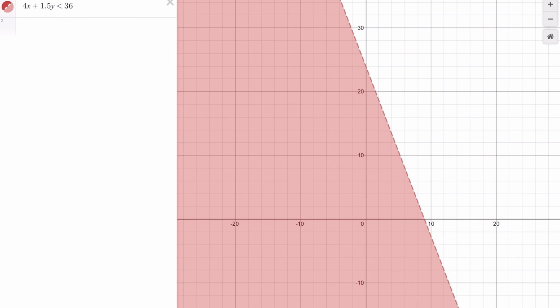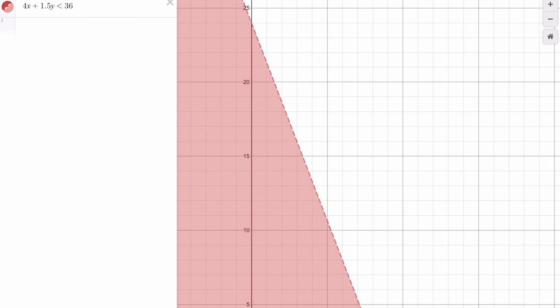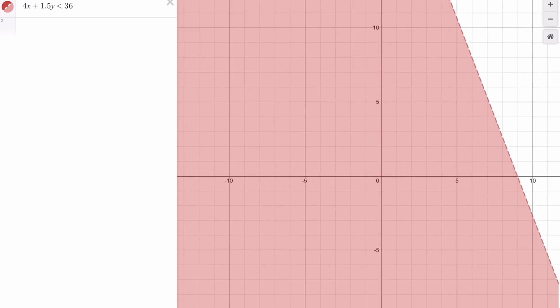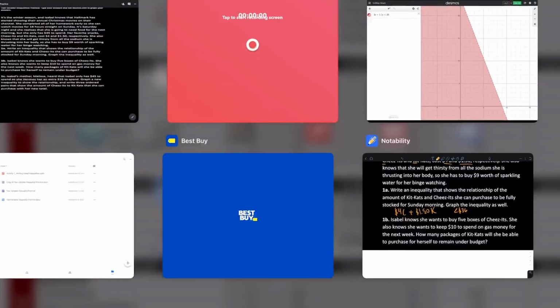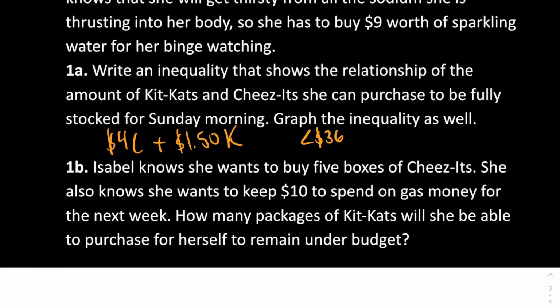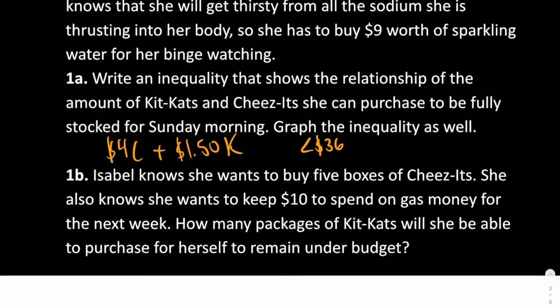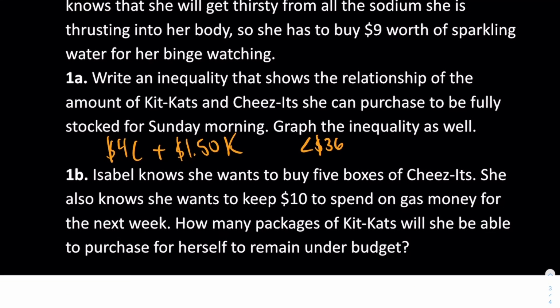And anything in the red area would be a solution, except for the negative answers. If there's anything negative, that won't be a solution, because if there was a negative answer, then that would mean that she bought a negative amount of Kit Kats or a negative amount of Cheez-Its, and that doesn't make any sense. So only the positive answers are the ones that actually work.